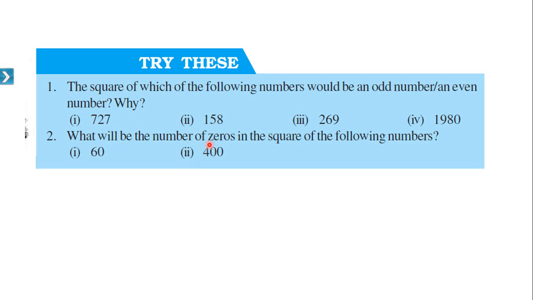what will be the number of zeros in the square of the following numbers? You know that the number of zeros at the end of its square doubles the number of zeros at the end of a number. If we have 1 zero at the end of a number, then its square ends with 2 zeros. If we have 2 zeros at the end of a number, then its square ends with 4 zeros. By remembering that property, you have to say what will be the number of zeros in the square of the following numbers.